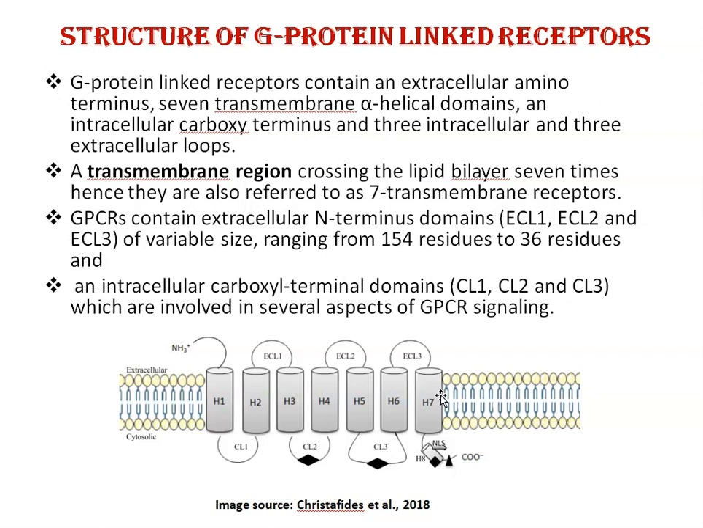Now, G protein linked receptors contain 3 extracellular domains. These are ECL1, ECL2, and ECL3. These are extracellular domains, right? Of variable size, ranging from 154 residues to 36 residues, and 3 intracellular domains, meaning CL1, CL2, and CL3. These are intracellular domains, which are involved in several aspects of GPCR signaling.